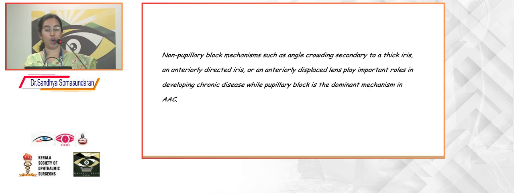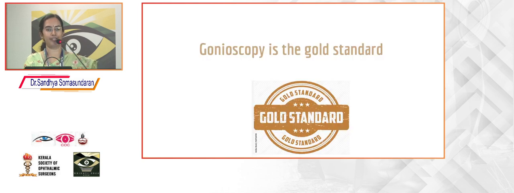So it is said that non-pupillary block mechanisms such as angle crowding, secondary to thick iris and anteriorly directed iris or an anteriorly displaced lens plays important role in developing chronic disease, while pupillary block is the dominant mechanism in acute angle closure. So they say this PI helps more in acute angle closure patients. Whereas since the mechanism is others like thick peripheral iris and lens vault, PI may not always help in such cases. But definitely, as we know, gonioscopy is the gold standard.